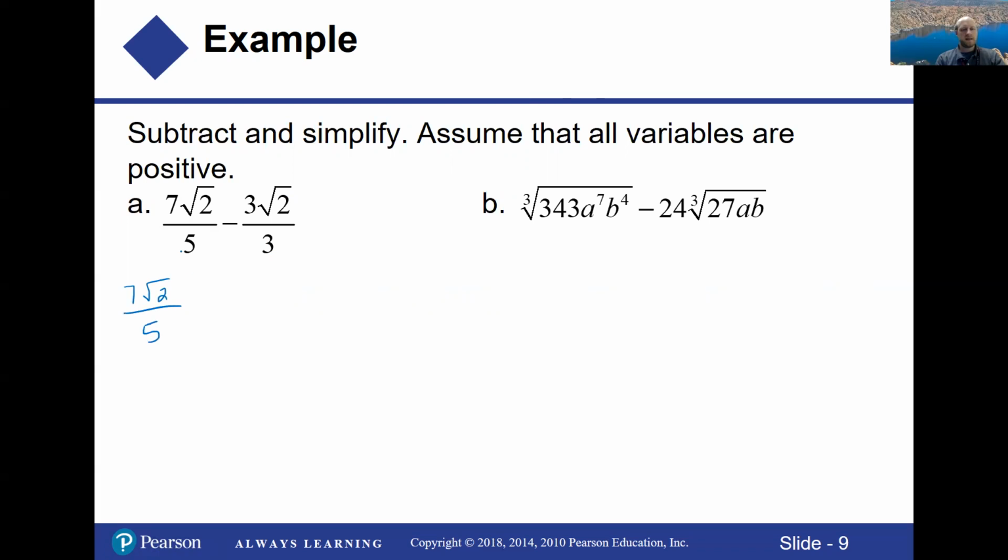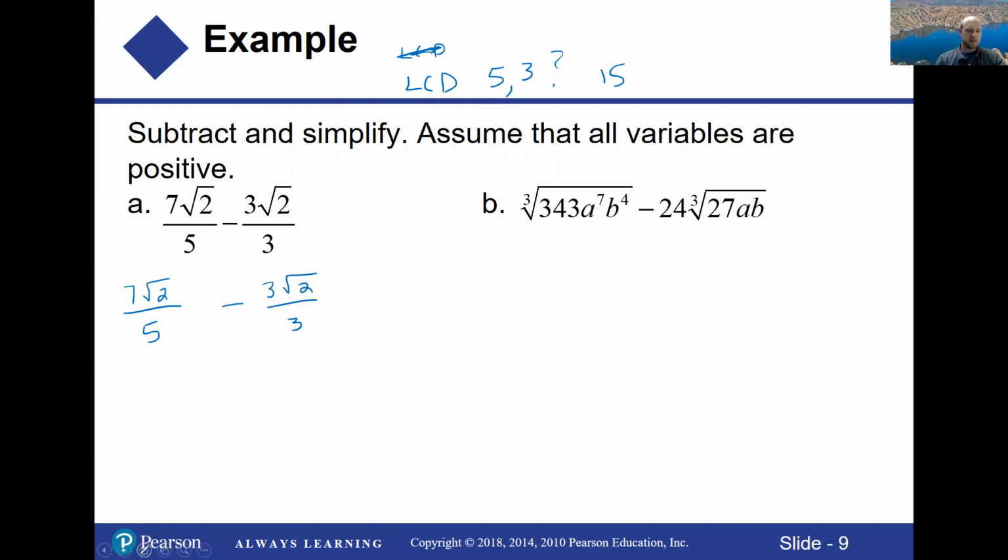So what would be the least common denominator of 5 and 3? What's the LCD? Let me write that a little better. What's the LCD of 5 and 3? Okay, well, it would just be 15, right? 5 times 3 is 15. That's actually the lowest thing. So let me write these down like so.